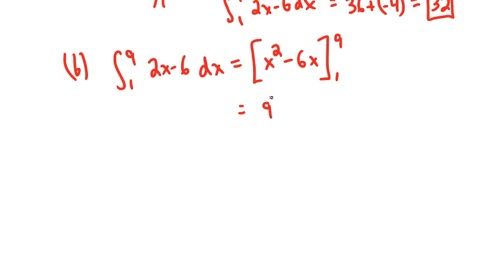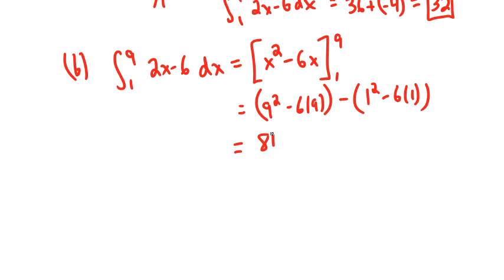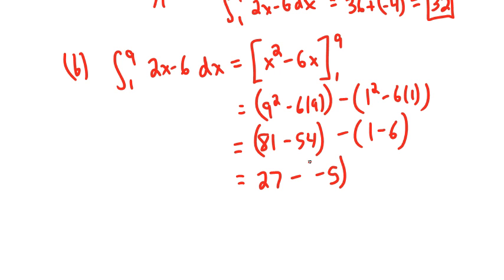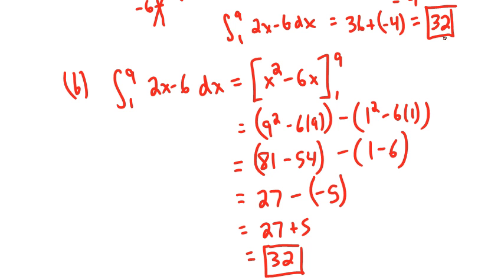And let's plug in the 9 everywhere we see an x, and then subtract what we get when we plug in 1 everywhere we see an x. So what we have is 81 minus 54 minus 1 minus 6. 81 minus 54 is 27, and 1 minus 6 is minus 5. So what we end up with is 27 plus 5, which is 32. Now notice that's the same answer that we had up here. Our two answers are equal.